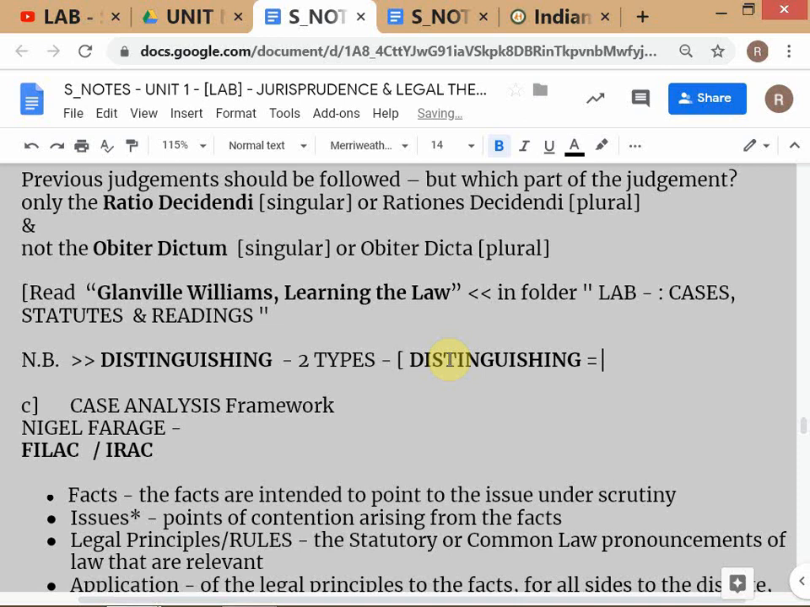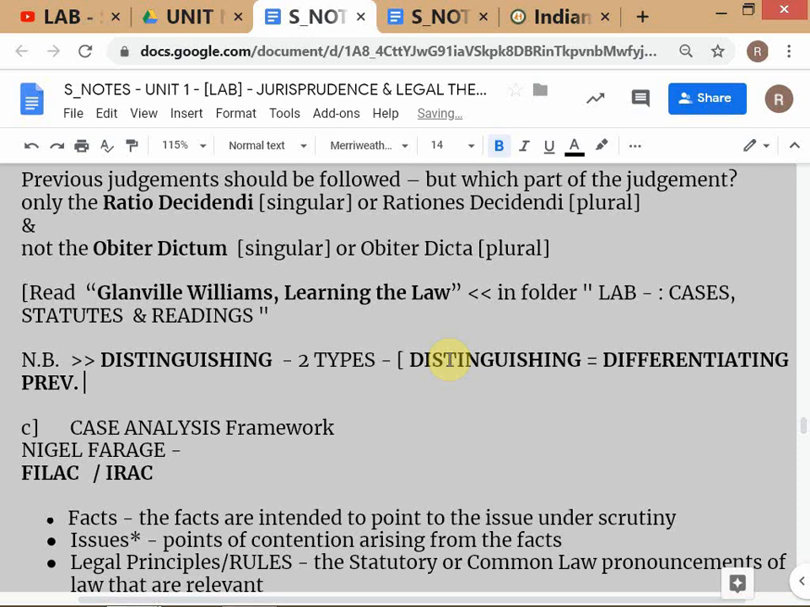Distinguishing briefly means differentiating. I'm just using a different word. Differentiating previous judgments. I'm just going to write it in shorthand. Previous judgments cited by opposition. I'm using the word opposition. Opposition is not the word we should use, but I want to use a short word. Opposition means the opposite lawyer.